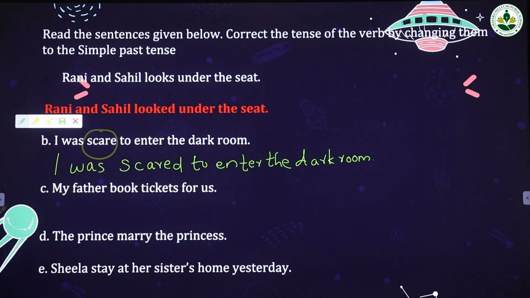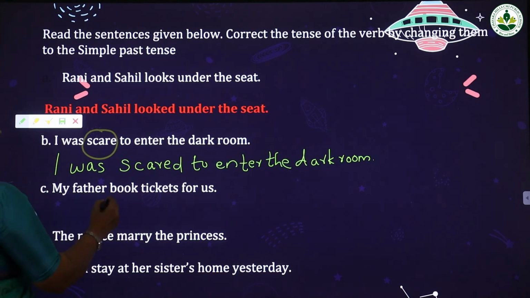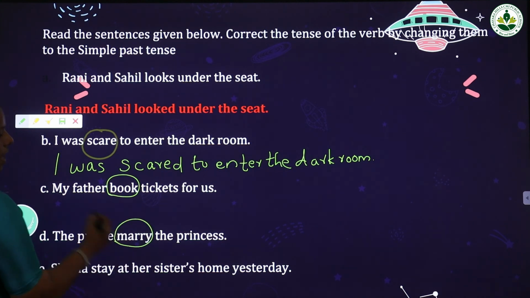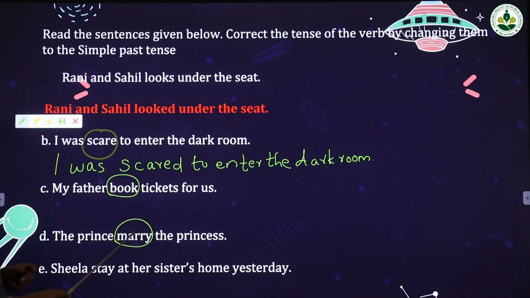Then the third sentence. My father booked tickets for us. So the verb, I will underline the verb. You have to rewrite this verb into simple past form. My father booked tickets for us. So change the word book to its past form and rewrite the sentence. Then the fourth sentence. The prince marry the princess. So in this sentence the action word or the verb is marry, and change this marry to its past form.